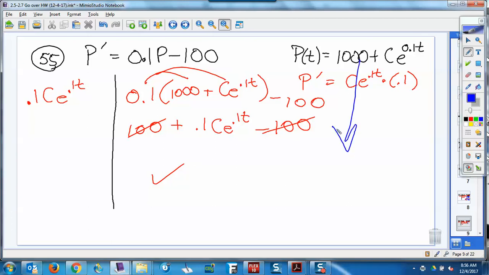Okay, so now I can use this. Then it says, if I put $2,000 in now, how much is it worth in 10 years? Well, if I put $2,000 in now, and this is where you got to be careful. Does $2,000 go in for the C?